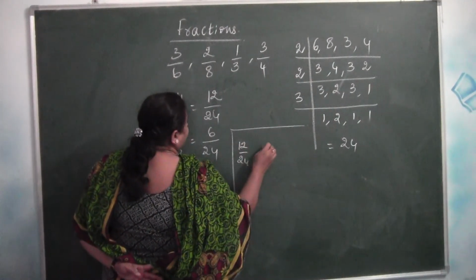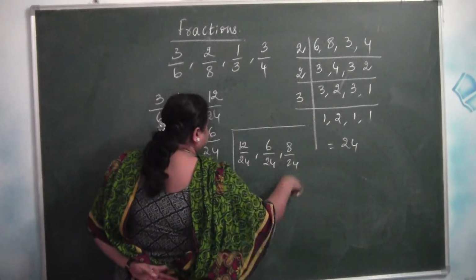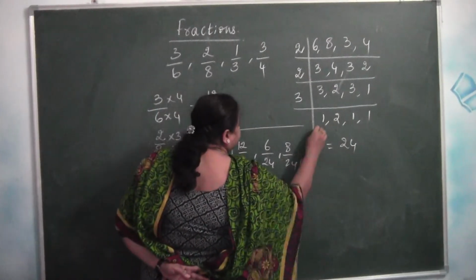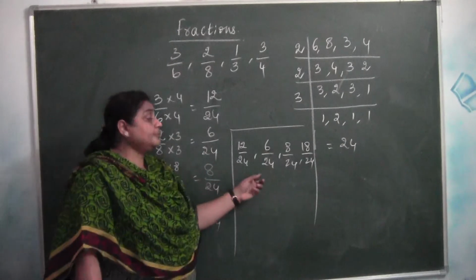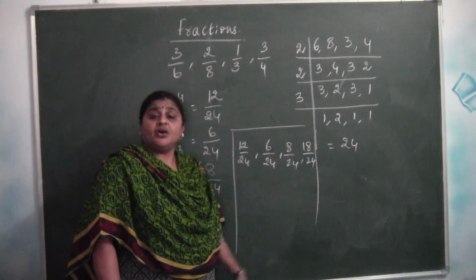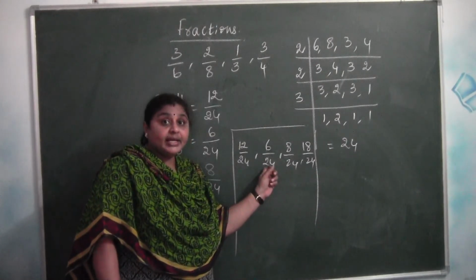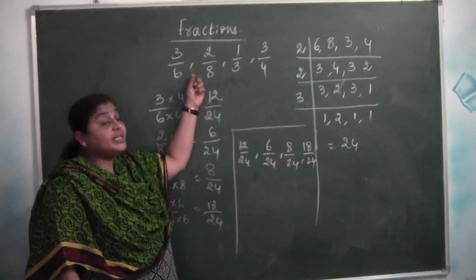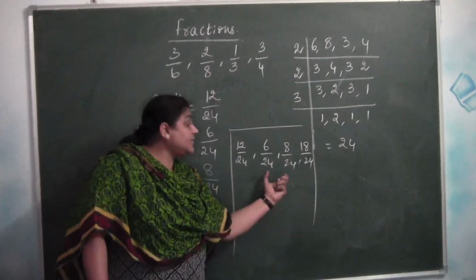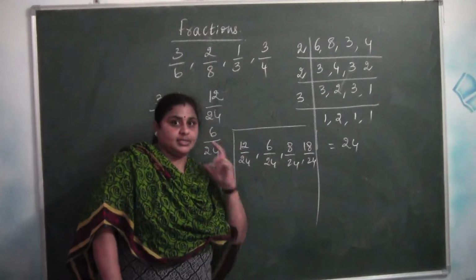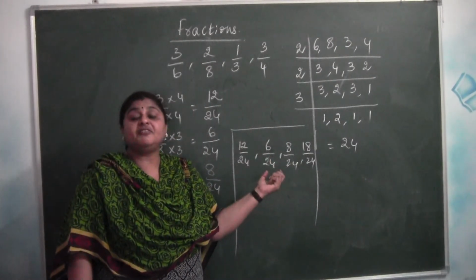12/24, 6/24, 8/24 and 18/24. Now see, we have converted all the unlike denominators to like. I mean to say, we have converted the unlike fractions to like fractions, different denominators to same denominators. Yes. Now is it easy now for us to compare the given fractions?